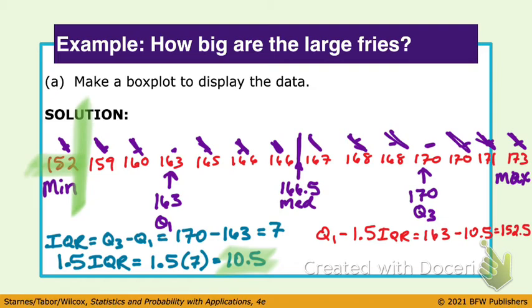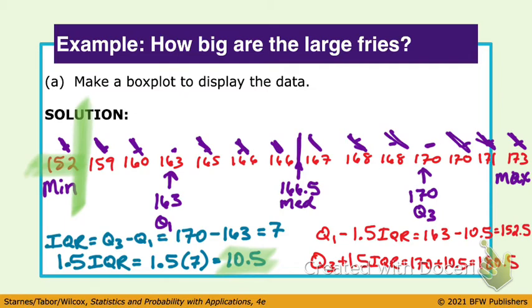Okay, now I'm going to take Q3 and add that 1.5 IQR. Q3 was 170, and I'm going to add 10.5. That gives me 180.5. Do I have any numbers in my data greater than that? Nope. I don't have an upper outlier. Totally fine, not a big deal. Okay? Any questions on identifying the outliers?